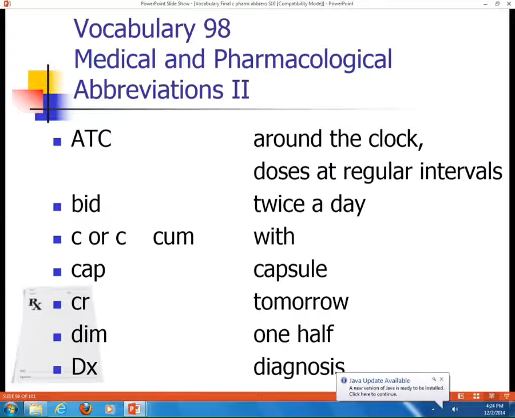So the order might say ATC, meaning around the clock, or dose it at very regular intervals. BID, twice a day. C, with a line over the C, is cum, meaning with. Cap is for capsule. CR, tomorrow. Dim, 1/2. So I just think of some of my relatives. They're kind of dim-witted. They're only half there. And then DX, diagnosis, right? So DX, you see a lot of terms with X at the end, and the DX is for diagnosis.